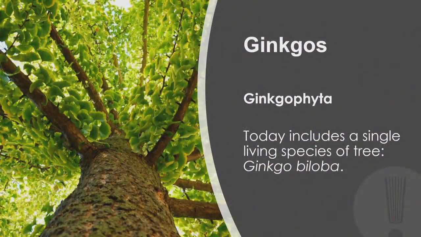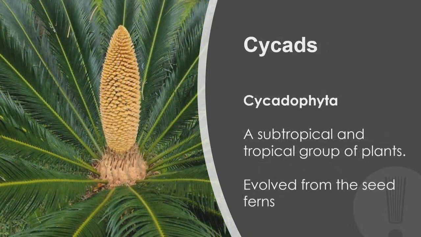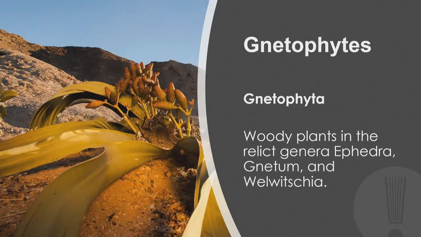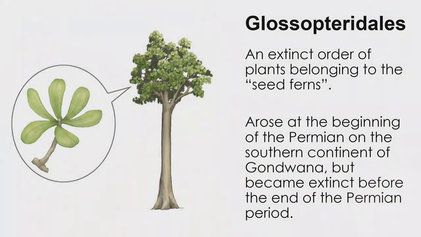So these ginkgos, or Ginkgophyta, were much more diverse at the time. Today the group includes a single living species, Ginkgo biloba, which you may have heard of. Some people plant them around here. The cycads, or Cycadophyta, are a subtropical and tropical group of plants, and evolved from the seed ferns. And these are still around in these tropical areas. Then Gnetophytes. These are woody plants and only have a few relict genera still around today. Each one, I think, just contains a single species, but these were more diverse at the time.